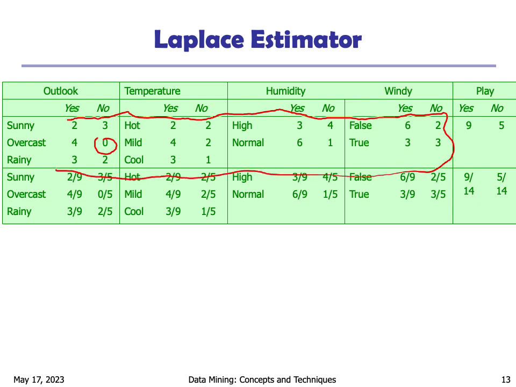So this means that instead of 2, we're going to have 3. Instead of 4, we're going to have 5. Instead of 3, we're going to have 2. Therefore, the probability of sunny yes will be 3 over, it's not 9 anymore, but the total here is 12. So 3 over 12. And then here, instead of 4 over 9, it's 5 over 12. And here it's 2 over 12, right?